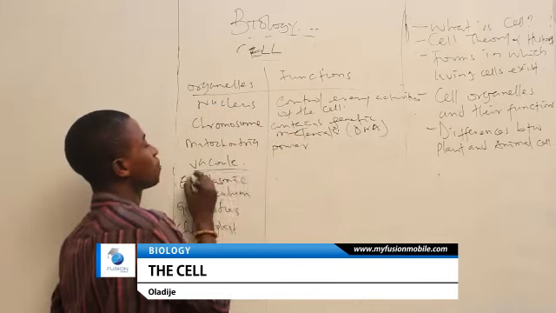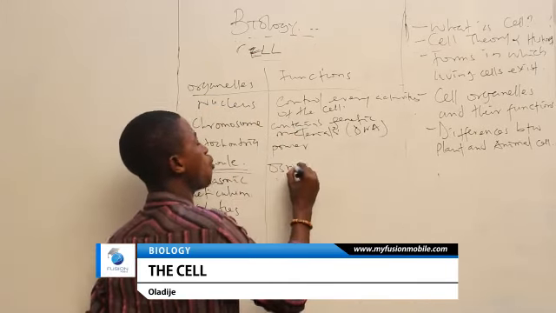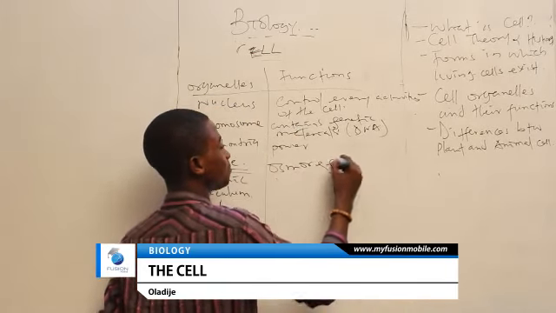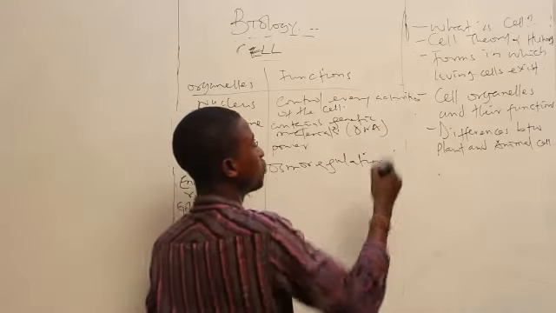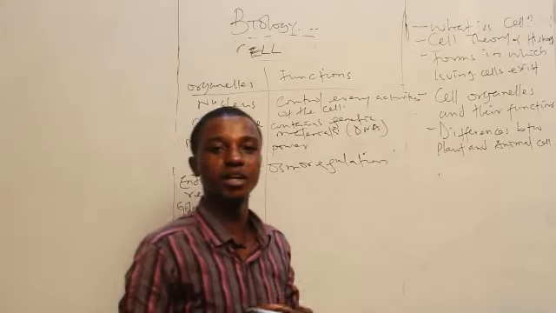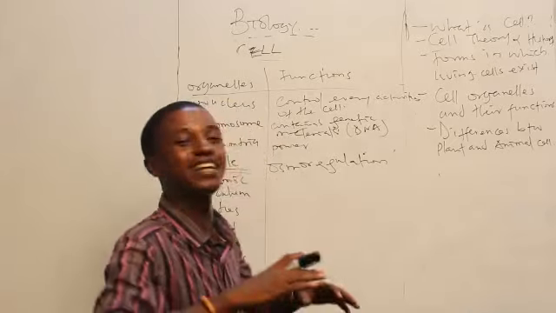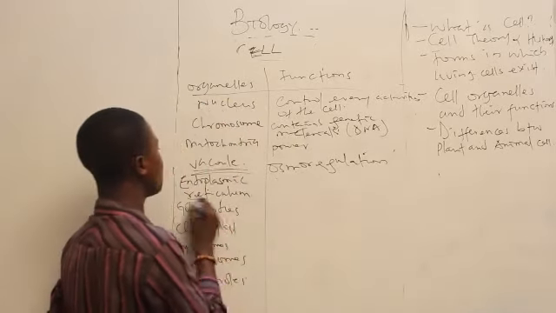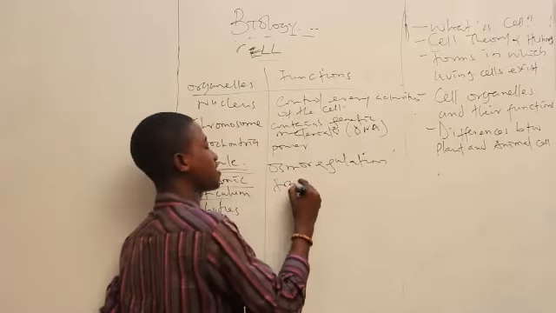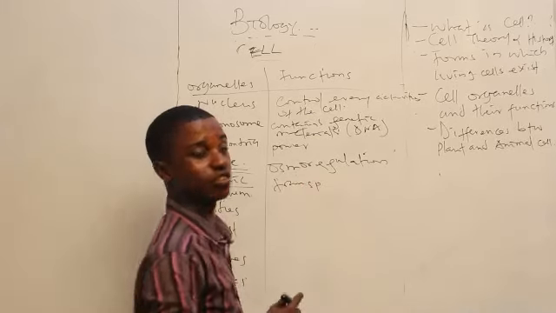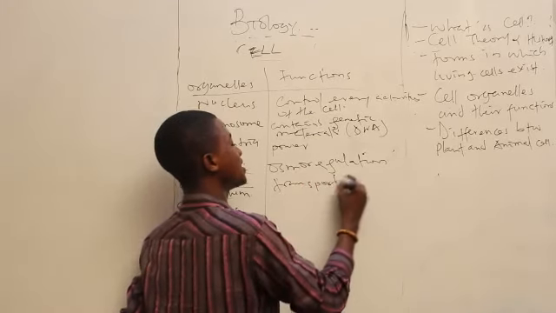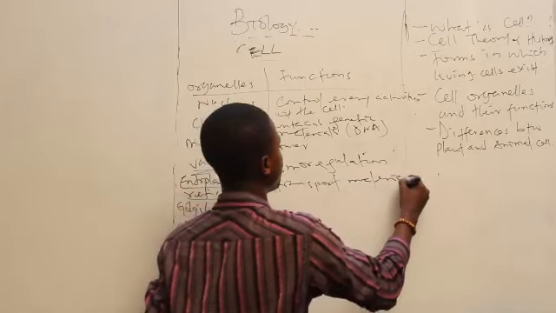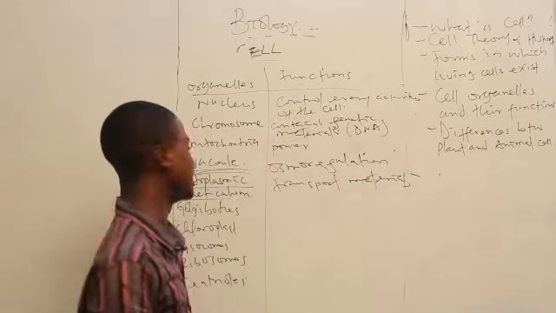Now we have the vacuole. The vacuoles are responsible for osmoregulation. I mean, if you have excessive water in the body, they take it away. They help to maintain balance in the body. We have the endoplasmic reticulum. They help to transport materials in the cytoplasm.